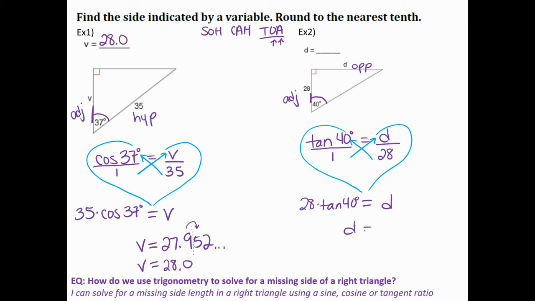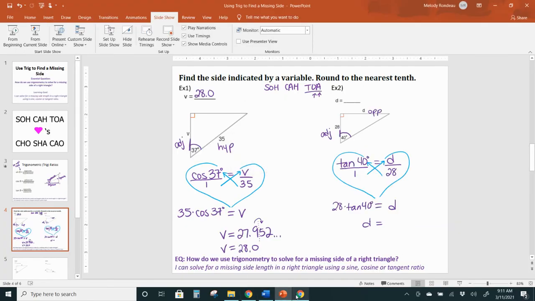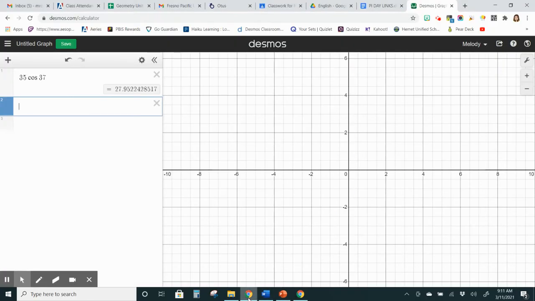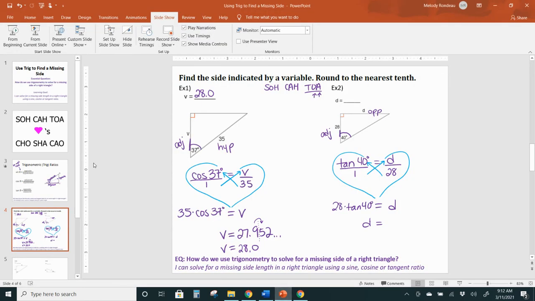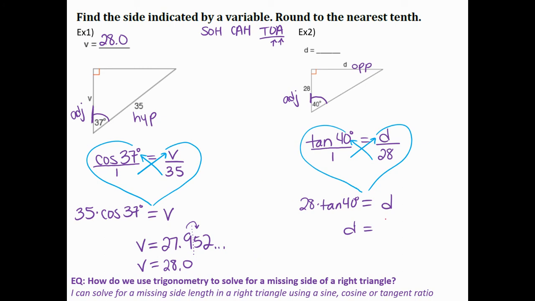So I'm going to jump over to Desmos so that I can get the answer here. I believe it was 28 tangent 40. And again, all I have to do is literally type in 28 tan 40. And this time I get 23.494, and it keeps going. So I'm going to go back to here. 23.494, and it keeps going.